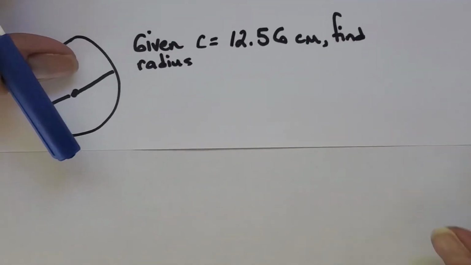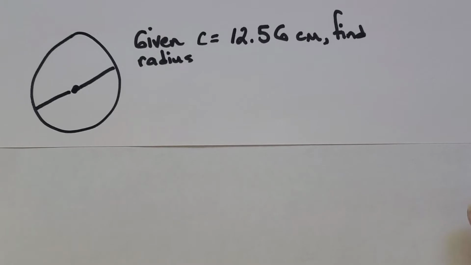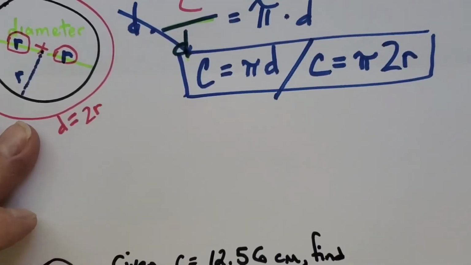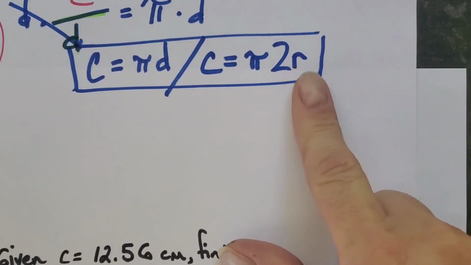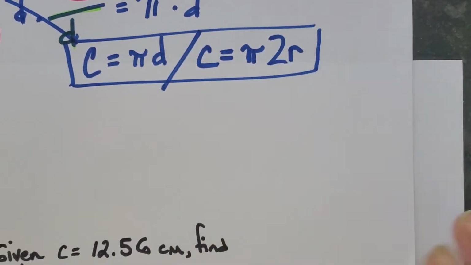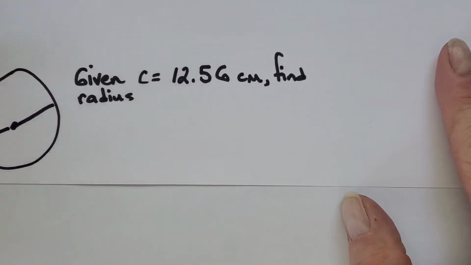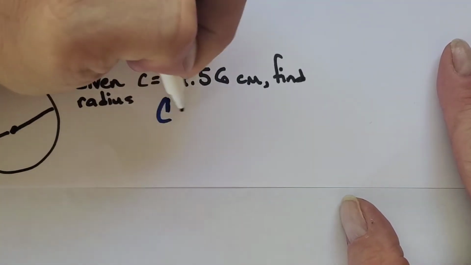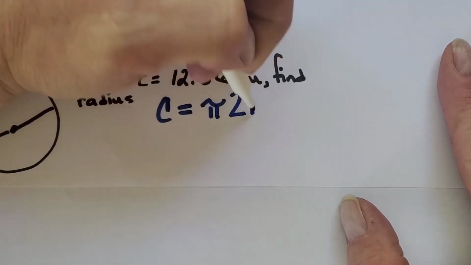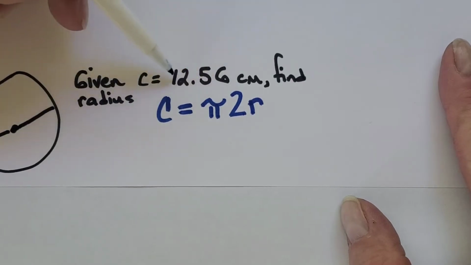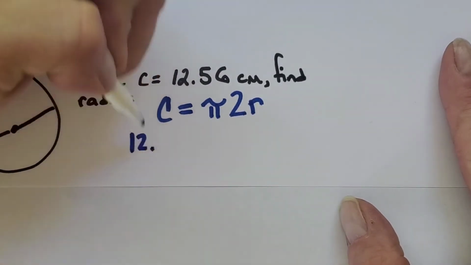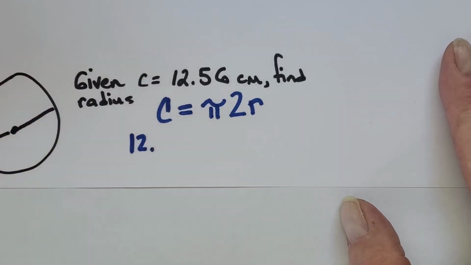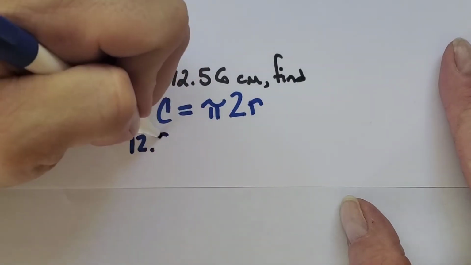Okay, so to put this formula into use, I thought we'd do a couple examples together. Take this example here. Given that the circumference of this circle is 12.56 centimeters, find the radius. I see that in the problem it mentions radius, so I'm going to use this formula here. I'm going to write it out, as you always should. Circumference equals pi 2r. And in this case, we were given the circumference. It's 12.56 centimeters. So I'm going to substitute C with its value.